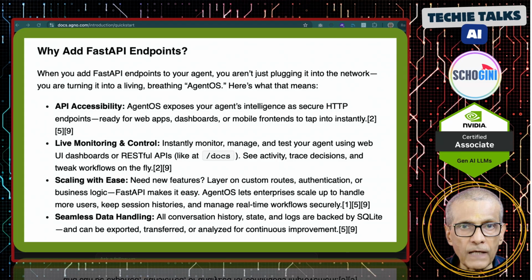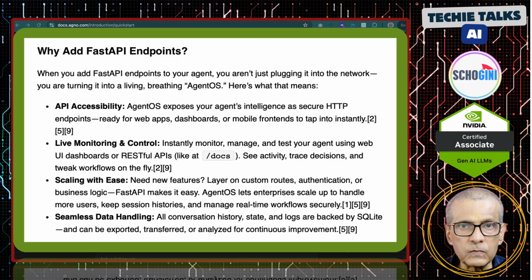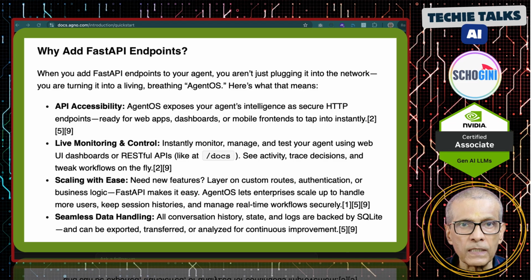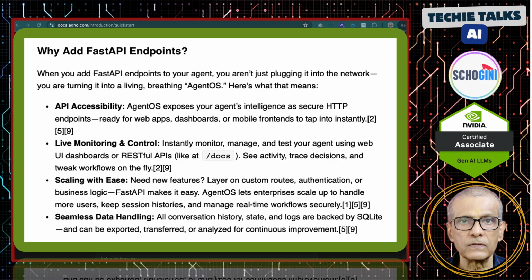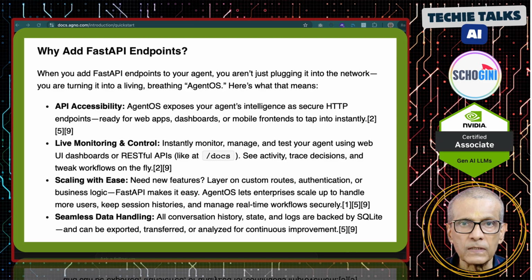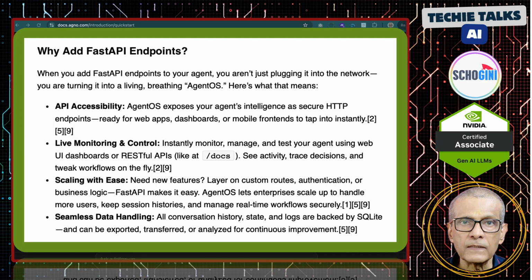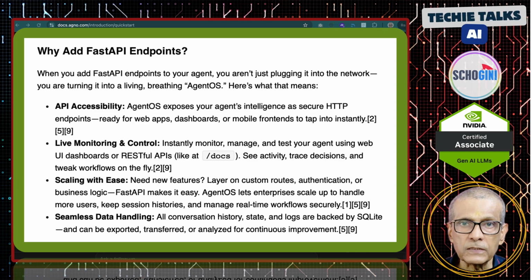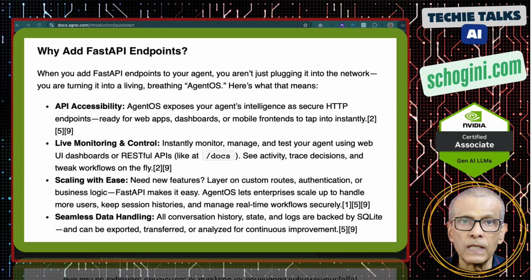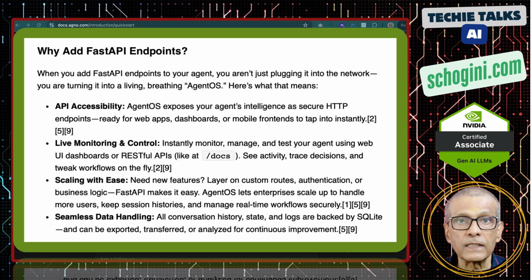When you add FastAPI endpoints to your agent, you aren't just plugging it into the network. You are turning it into a living, breathing Agent OS. Here is what that means. API accessibility. Agent OS exposes your agent's intelligence as secure HTTP endpoints, ready for web apps, dashboards, or mobile frontends to tap into instantly. Next, live monitoring and control.